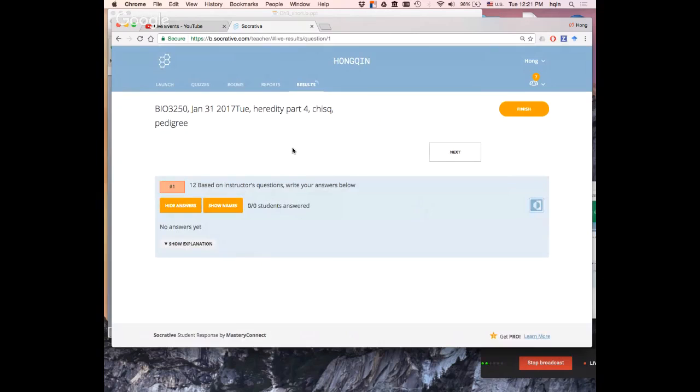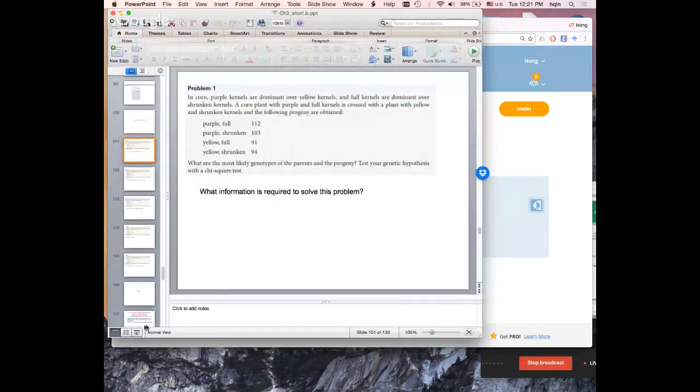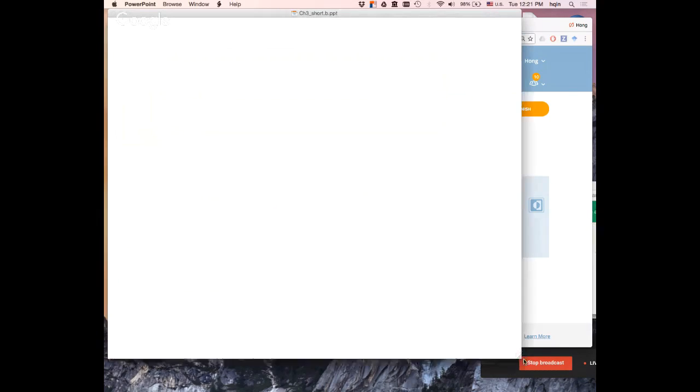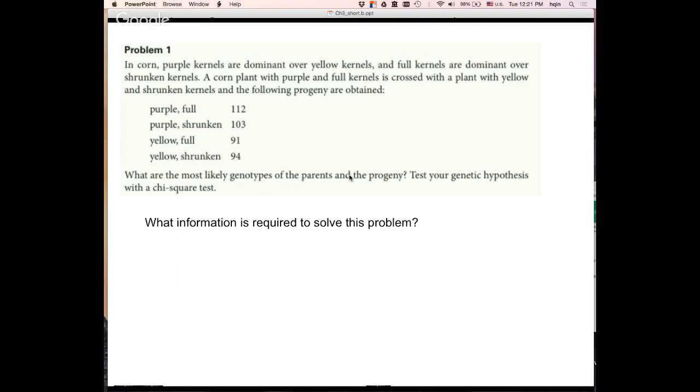Okay, so the first question is basically this. And trying to make it bigger. Okay, so this is actually from your textbook, and I'll also put this one in the homework assignment. After we work through this one in class, in your homework, you need to explain how those steps work. What's the reason behind each step?